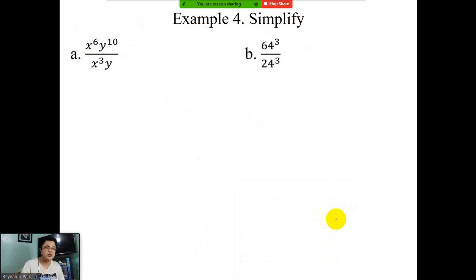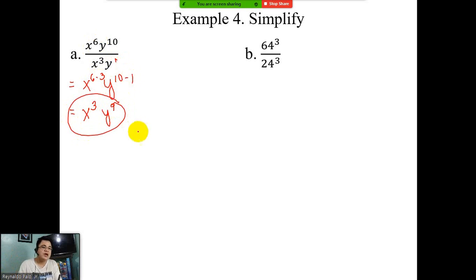Next, let's have example 4. A, we have x raised to the power of 6, y raised to the power of 10, over x cubed y. So how are we going to simplify this? Take note of the division law of exponents. Copy the base. Here we have two bases, x and y, and then subtract the exponents. 6 minus 3, 10 minus 1. Then simplify. 6 minus 3 is x cubed, and then 10 minus 1 is 9. That's why this will become y raised to the power of 9. This will be now your final answer.